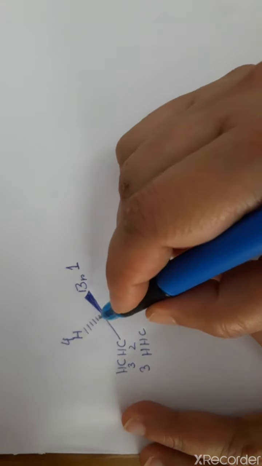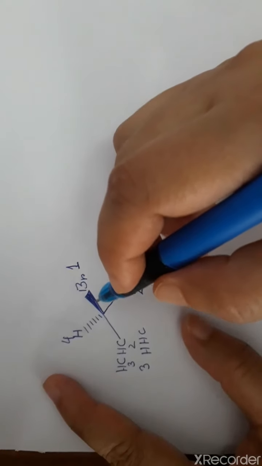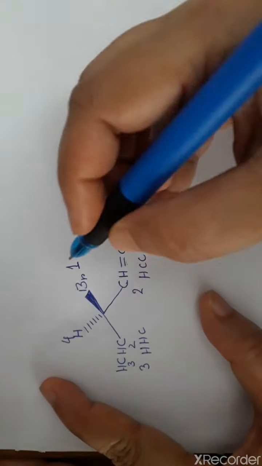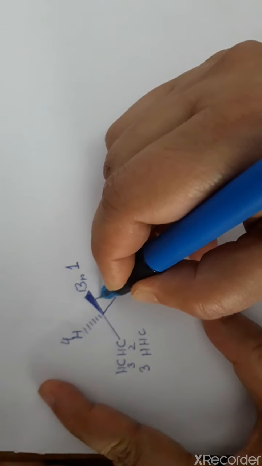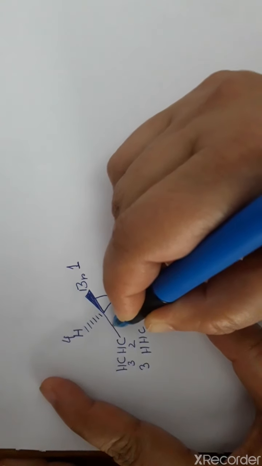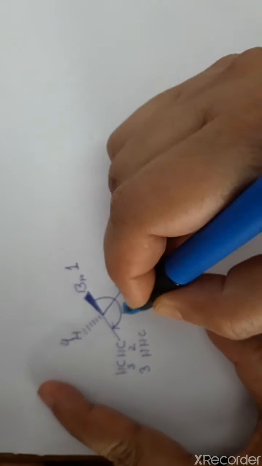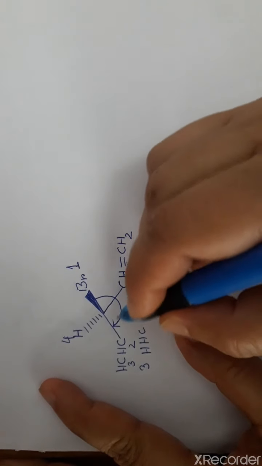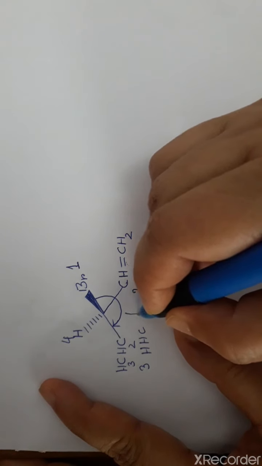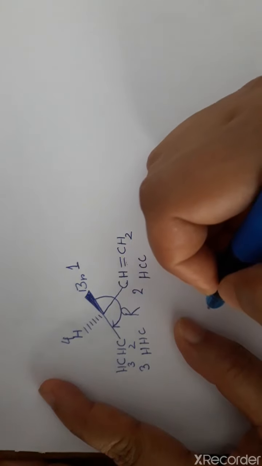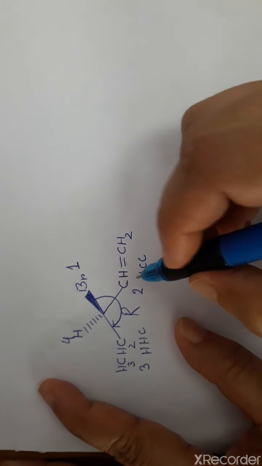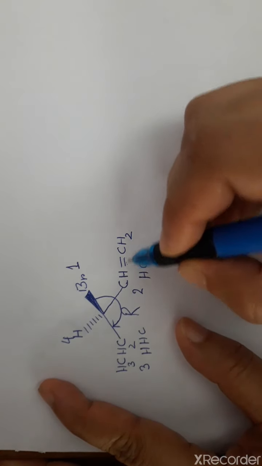Then the lowest priority group is below the plane, away from the viewer. Then 1, 2, 3. Which path is this? This is the clockwise path and therefore the configuration of this chiral carbon is R, right? Now in this case the multiple bond is between carbon and carbon.